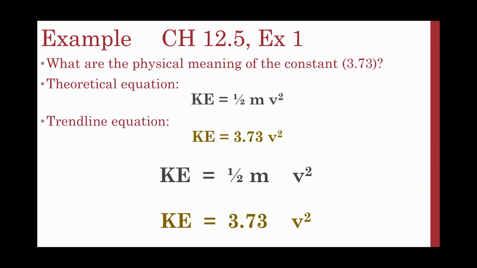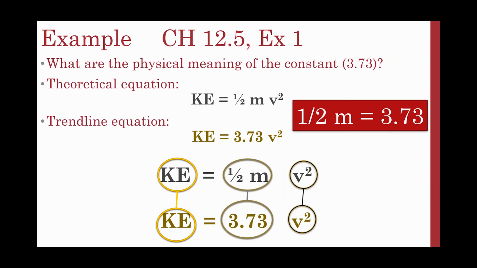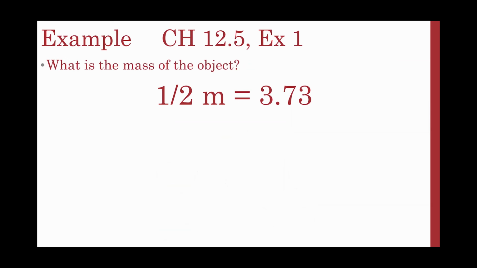So it's the physical meaning of the constant. If we compare our two equations again, we have 1/2 of m is equal to 3.73. So 1/2 of our mass is equal to 3.73. We want to find the mass of the object. So our mass is approximately 7.46 kilograms or 7.5 kilograms.